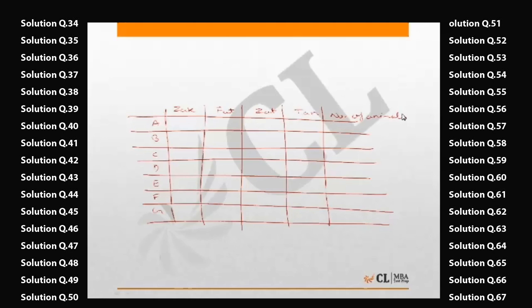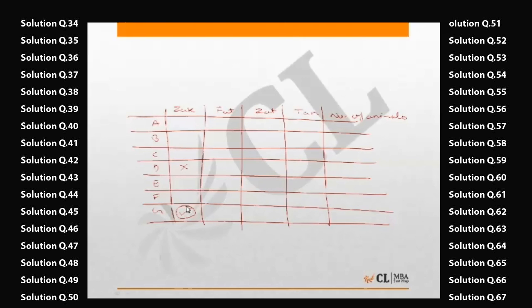Directly going to statement 4, it says Jakura, which was not present in D, was the dominant animal of G. That means Jakura was not present in D. So in D, I'll put a cross, and it was the dominant animal of G. That means it was present in G. So Jakura was present in G and it was dominant also. I've rounded off that tick mark.